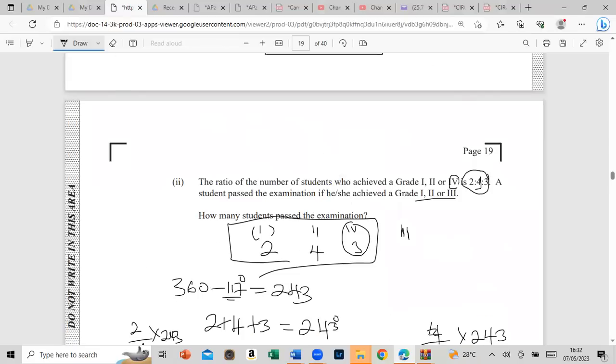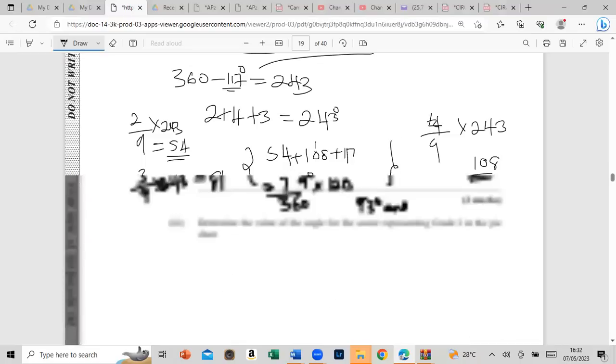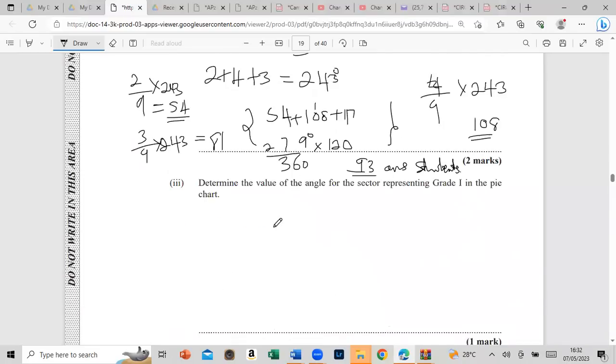And it said for grade one, we want to determine the angle. Well, we already worked it out and got 54, that's all. So I think that is kind of a cliche. For grade one, we already worked this out and we got 54, and it was based on the ratio that we got. So this is kind of a cliche.